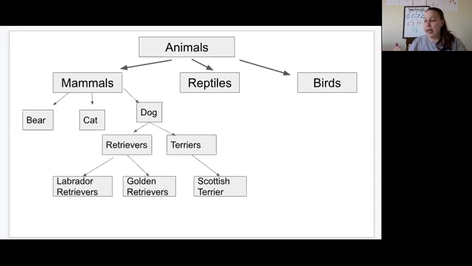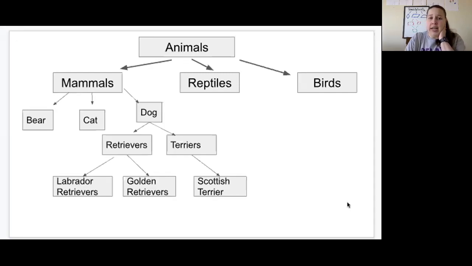So we are moving on to the next learning target for this unit, which is: I can classify two-dimensional figures in a hierarchy. So the first thing we need to know is, what is a hierarchy? On your screen, I have an example of a hierarchy. And this is just using animals because we all know about animals.